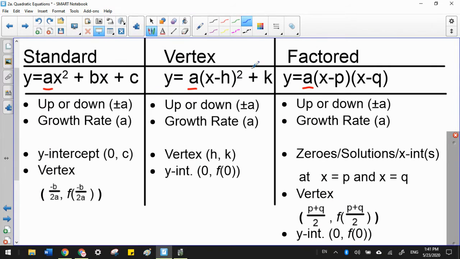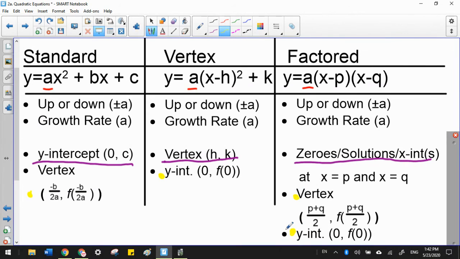Now, in each one of these forms, there's stuff that is naked to you, as in you see it immediately, and then there's stuff that you have to do a little bit of work for. For standard form, the y-intercept is right in front of your eyes. For vertex form, the vertex is right in front of your eyes, and for factored form, the zeros are right in front of your eyes. And then everything else are things that are relatively easy to get to, but you've got to do a little bit of work for.